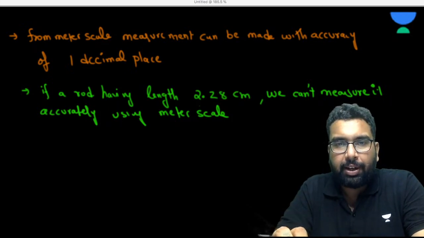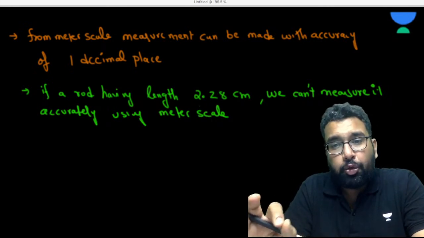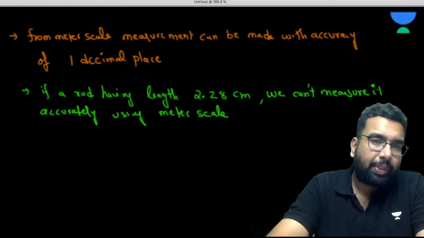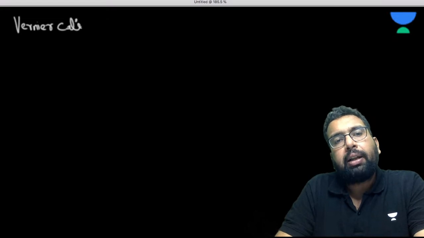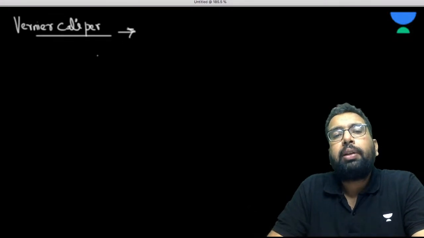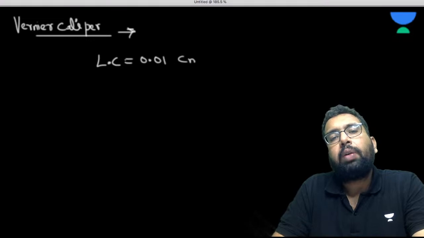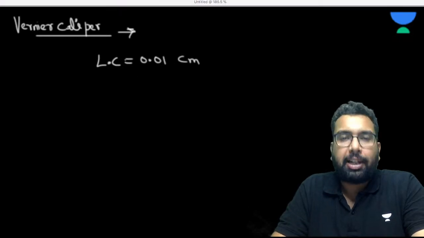But if we want to measure something with the accuracy of the second decimal place, we can choose a vernier caliper. Now please understand this. Let's suppose we are having a vernier caliper. This vernier caliper is a device which has a least count of 0.01 centimeter.